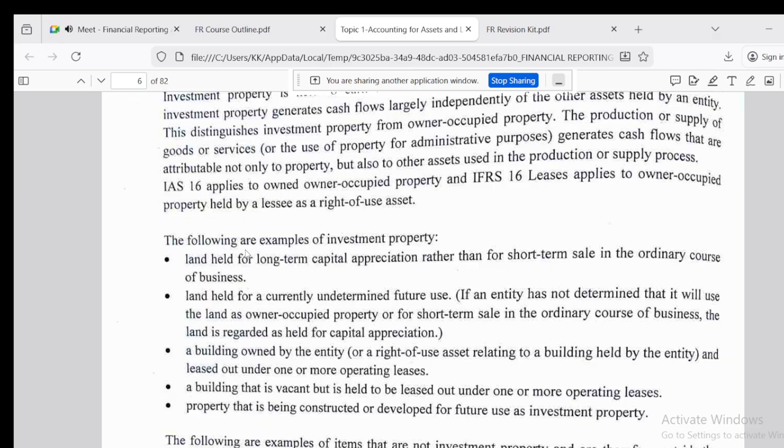Are you able to read them? This one, for example, let me ask you something about examples of investment property. Apart from land and building, or part of a building, or both, is there any other? Even if you check the ones that we want to write, they are only talking about building and land. They have just split them.